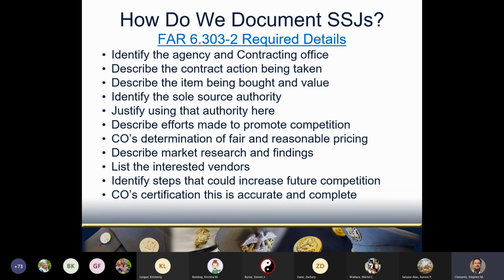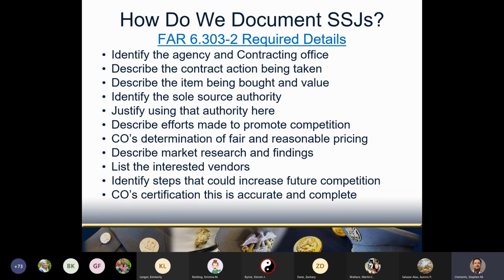You want to identify the sole source authority that justifies you doing the sole source, and you need to spell out why you're justified in using it. You also want to be able to tell people, what did you do to try to promote competition? How did you evaluate whether this should be competitive or not?